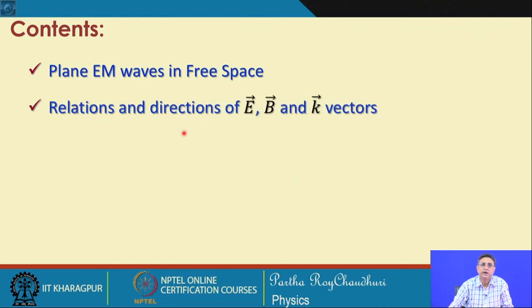Then we will look at the electric field, the magnetic field and the propagation vector, their directions and how they are oriented in space, and their relative orientation also. Followed by this, we will discuss the polarization properties of electromagnetic waves in free space.